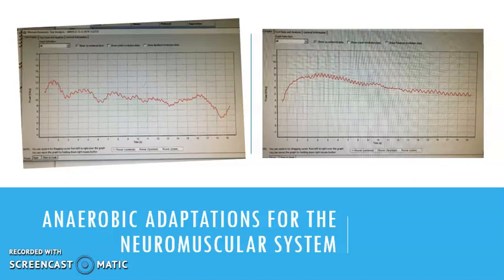HIIT training also improves an athlete's tendon strength and force generation, which is important in anaerobic activities. Anaerobic athletes will also train to improve their reaction time, as it may help them at the start of a race. One neuromuscular adaptation is increased impulses being sent through neural pathways. So basically the impulses are sent faster and therefore the muscles react faster.